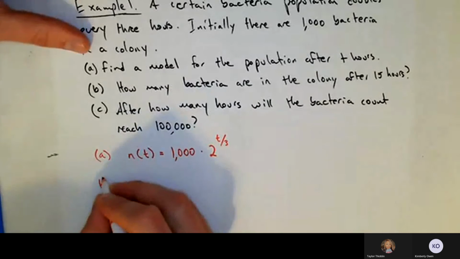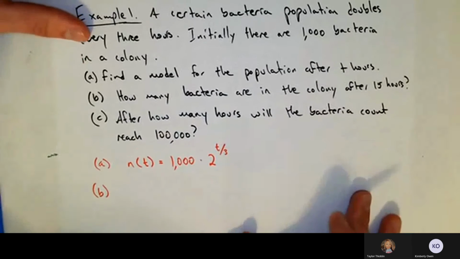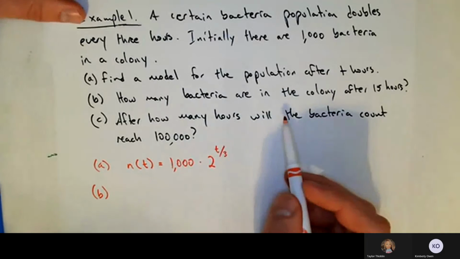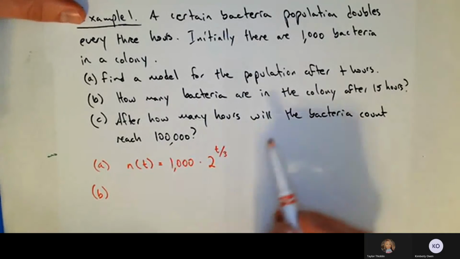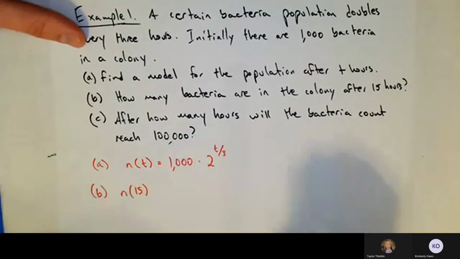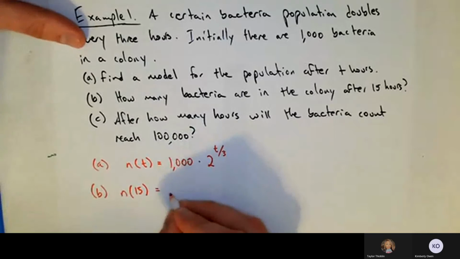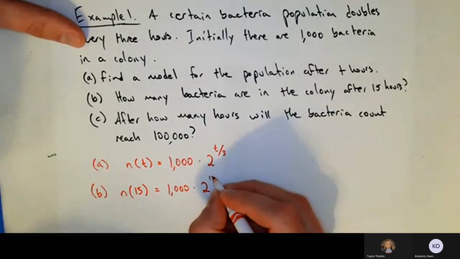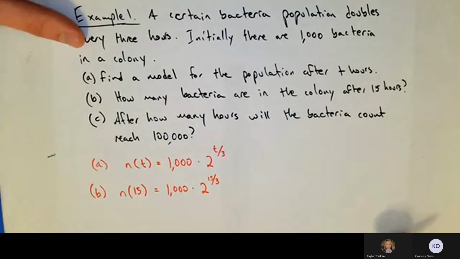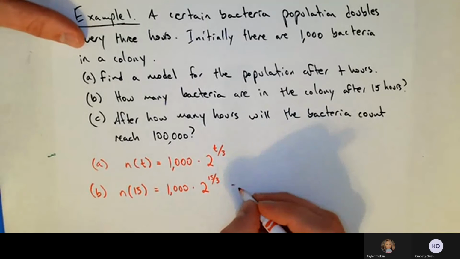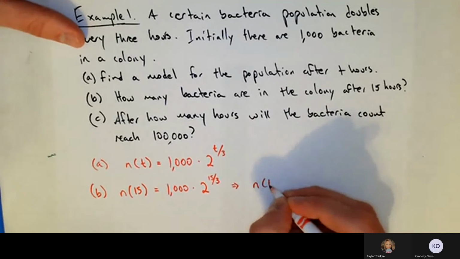Okay, part B says to, what does it say? How many bacteria, so it's asking for N, are in the colony after 15 hours. So the most appropriate way to write this is N of 15. I'm plugging in 15 into my new function here, times 2 raised to the 15 over 3. So I plugged 15 in for T. So I'll say N of 15.